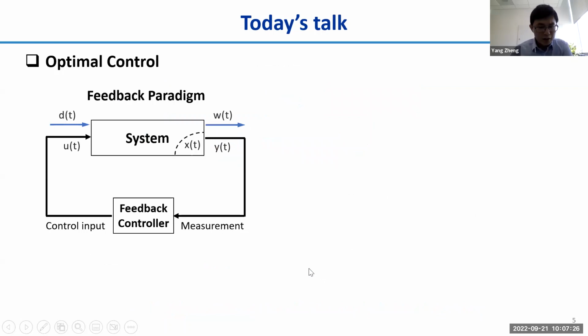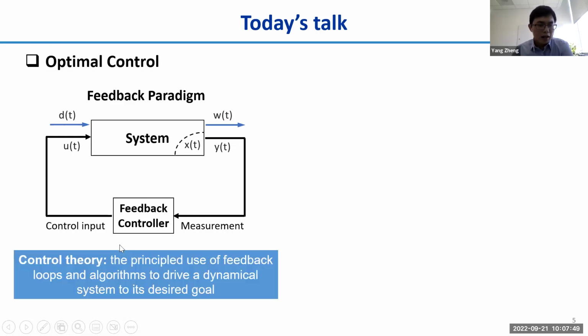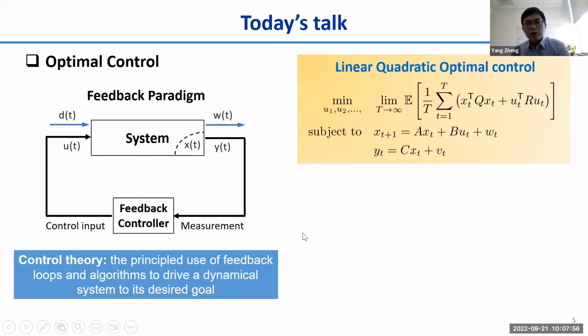In this talk, I'm going to focus on a class of optimal control problems. This block diagram is a standard figure for a feedback control system. We have a dynamic system. We can observe some system output, and based on the measurement of the system output, we would like to design a feedback controller to regulate the system input. Control theory has made principal use of feedback loops and algorithms to drive a dynamic system to its desired goal.